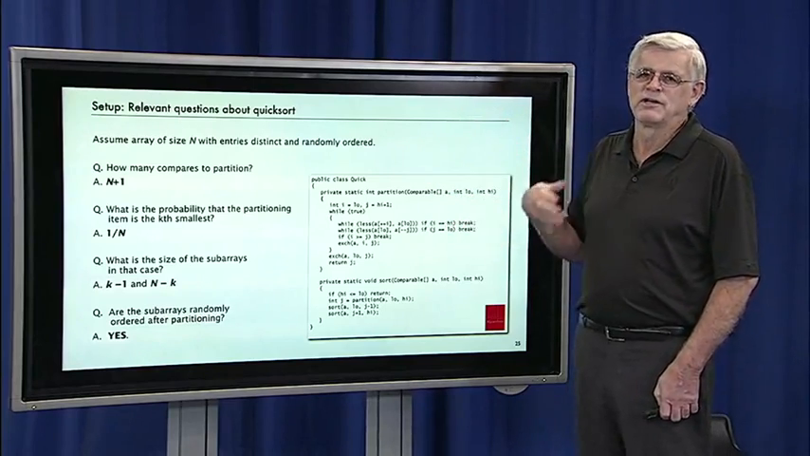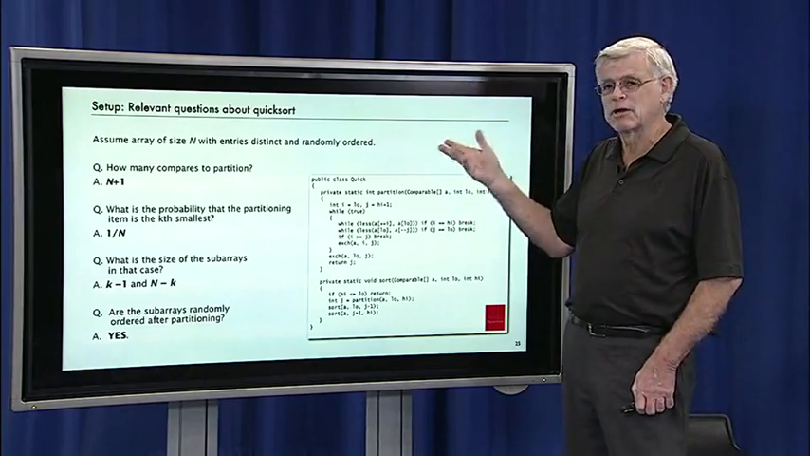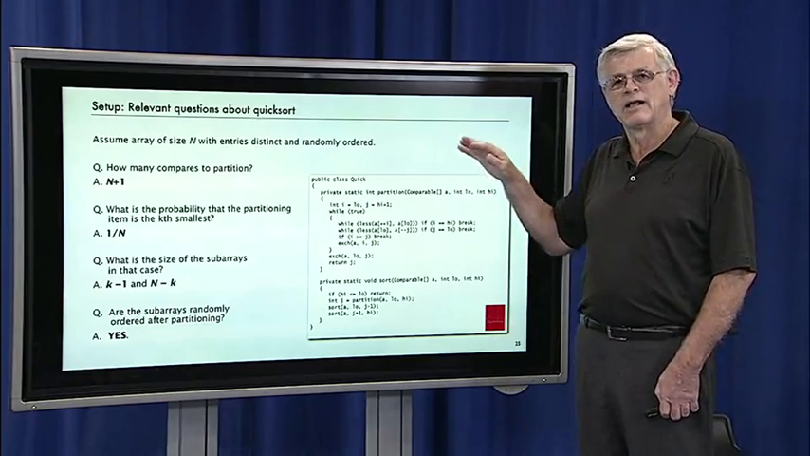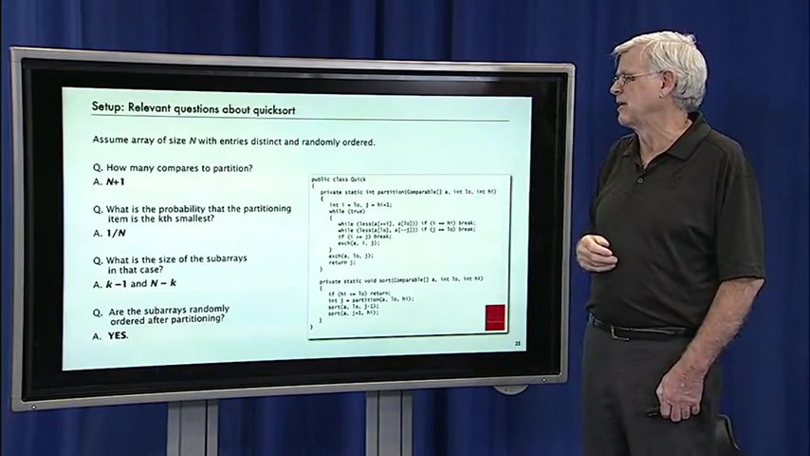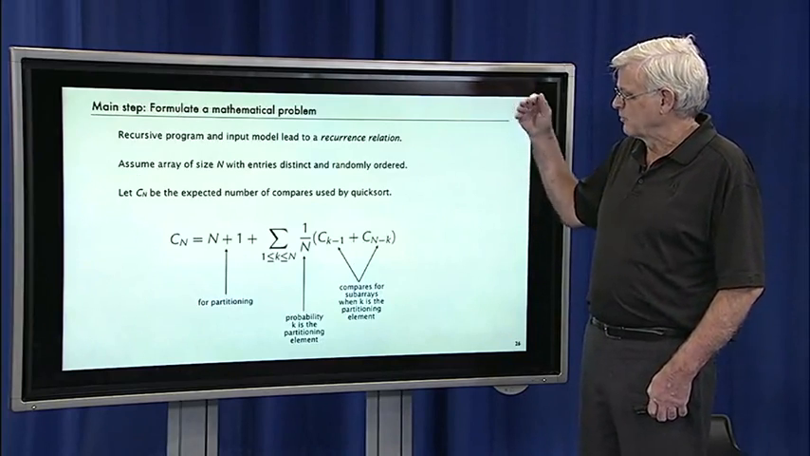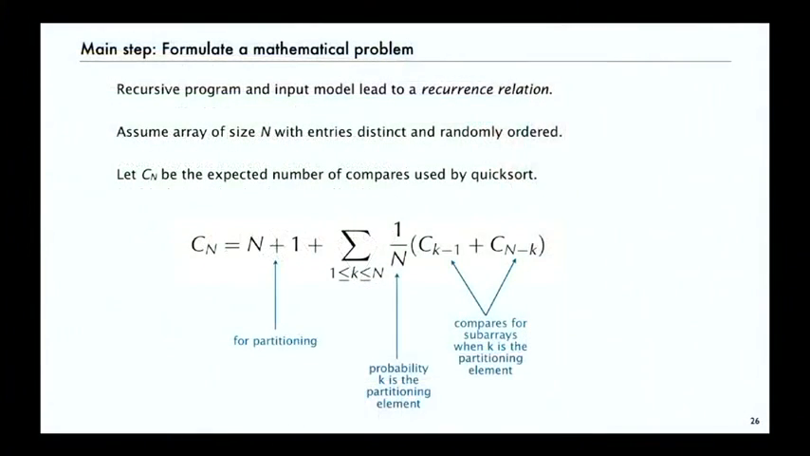So with these questions, we can transfer the problem of counting the number of compares needed by Quicksort to a pure mathematical formulation of the problem. It's a recursive program that has a random input model, and it leads to a formula called a recurrence relation. And we'll look at recurrence relations in detail later on. We have n entries, distinct and randomly ordered. If we let Cn be the expected number of compares used by Quicksort, then we can write down an equation for Cn that is a mathematical model that reflects the recursive model of the program itself.